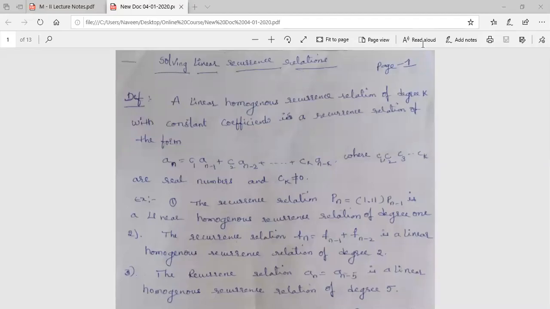Good morning, everyone. Today's topic is solving linear recurrence relations.